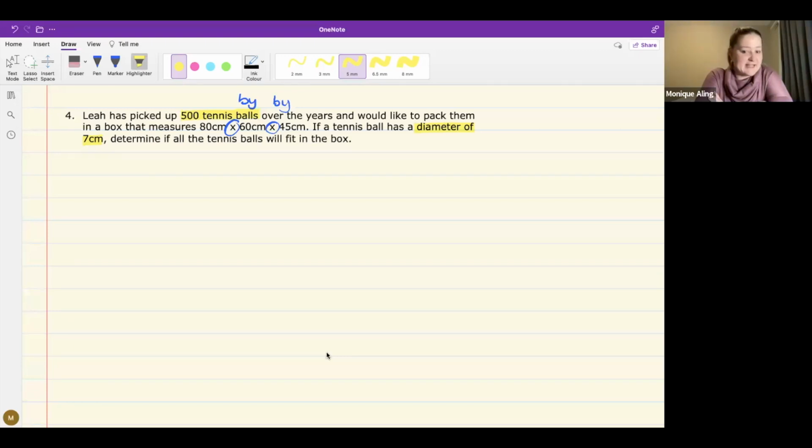Luyanda, yes, with your height, that is correct. I'm seeing that most of us are saying yes, 500 tennis balls can fit into this box. And yes, it can, because how many balls can the box hold?